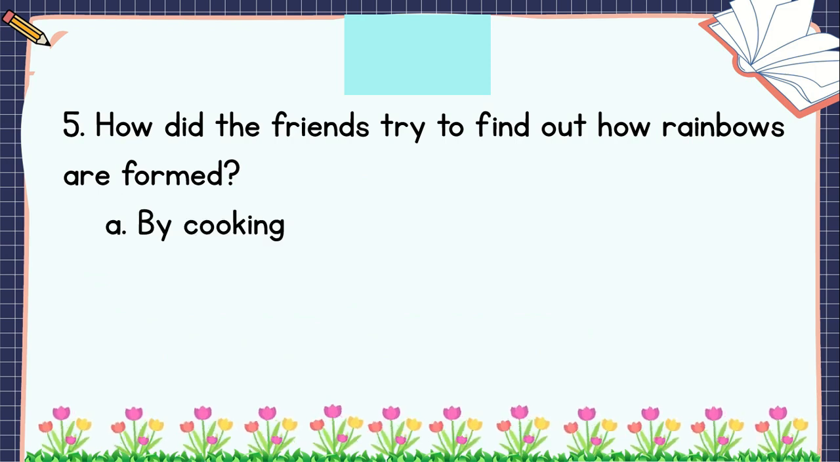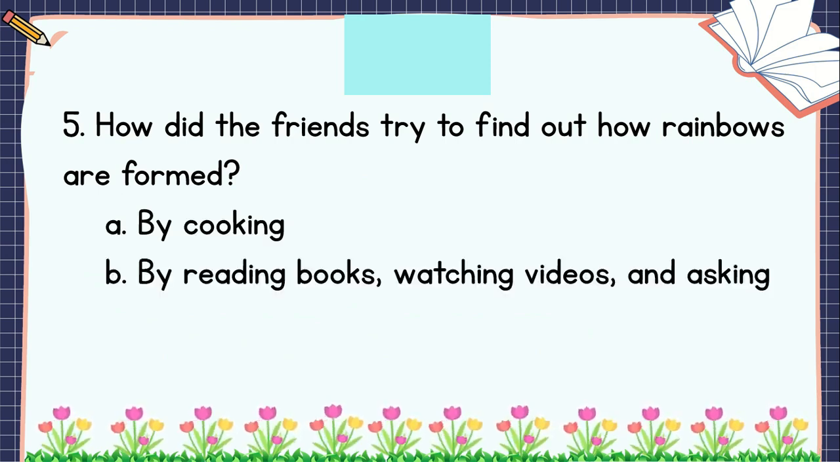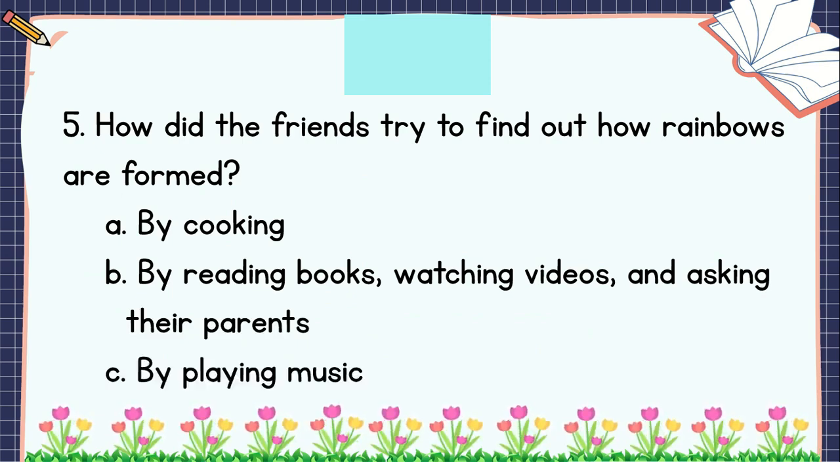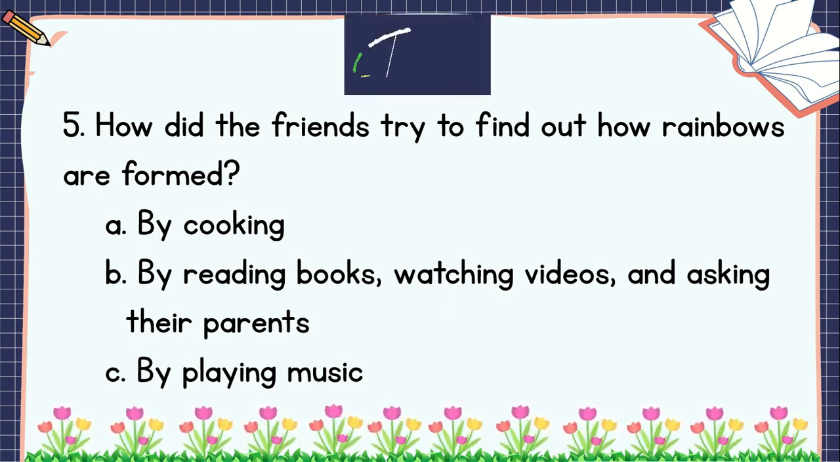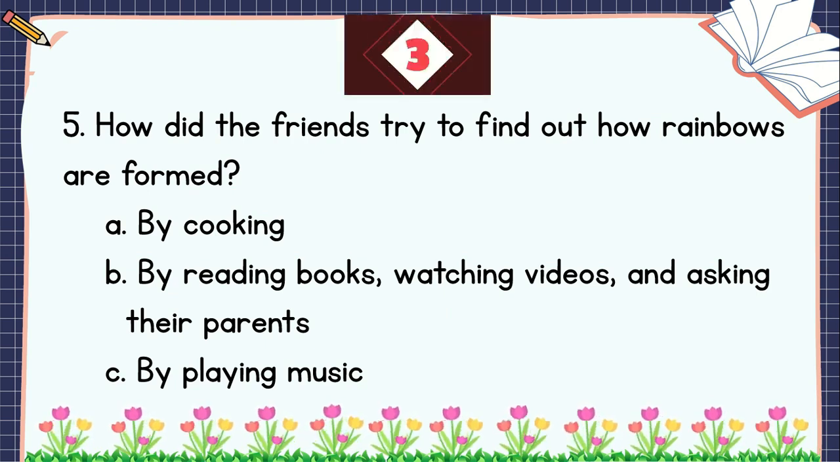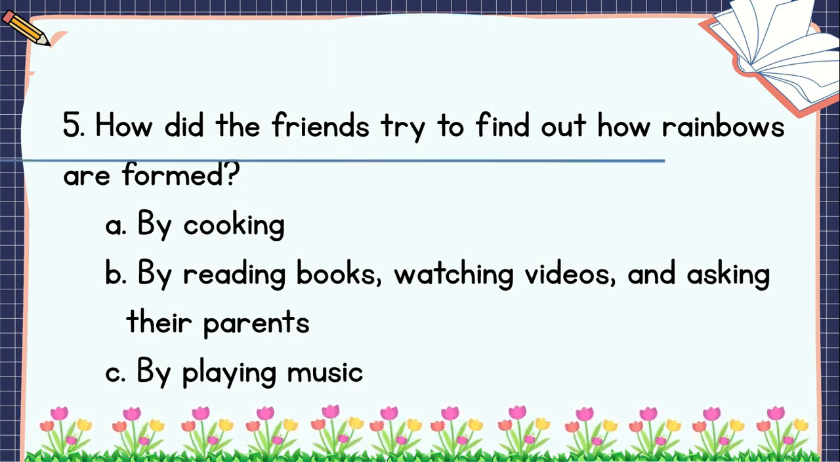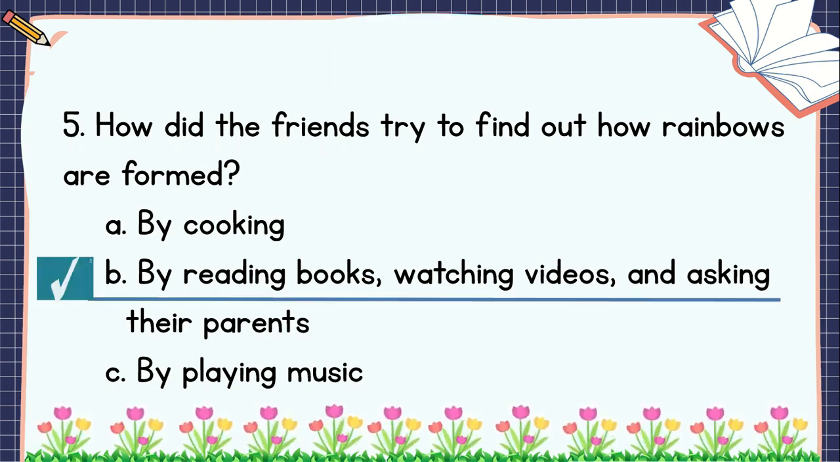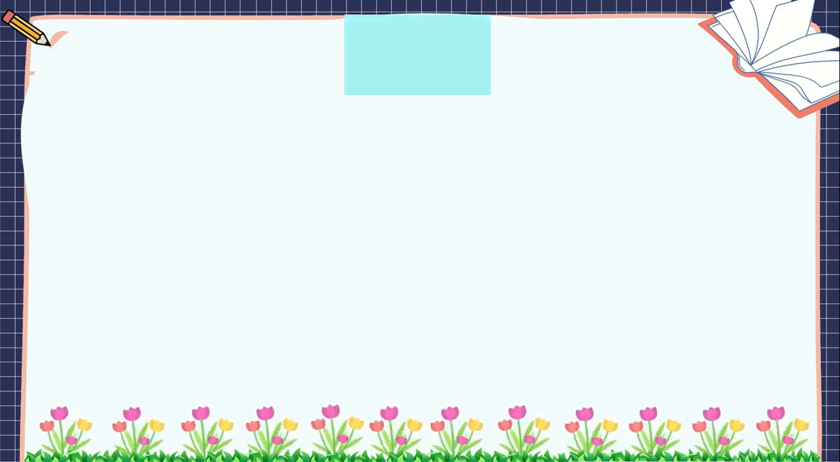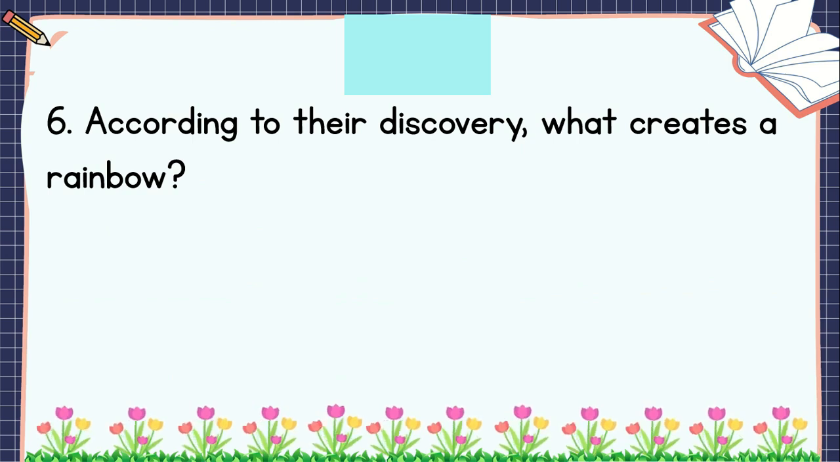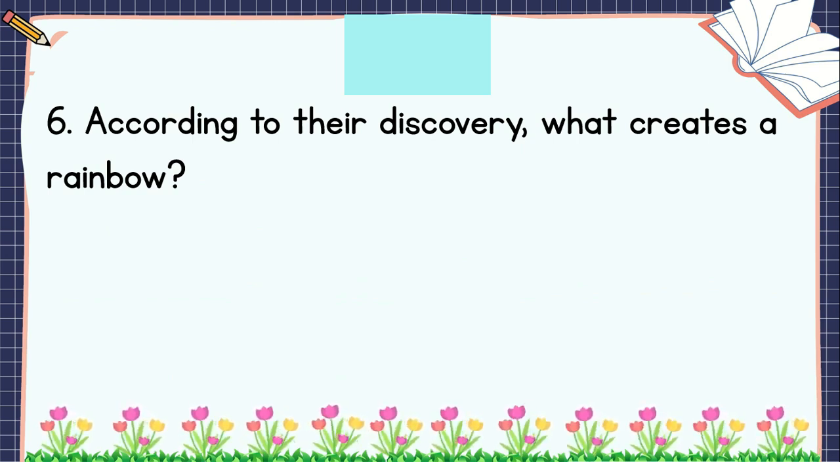A. By cooking. B. By reading books, watching videos, and asking their parents. C. By playing music. You're right. The correct answer is letter B. By reading books, watching videos, and asking their parents. Number 6. According to their discovery, what creates a rainbow?